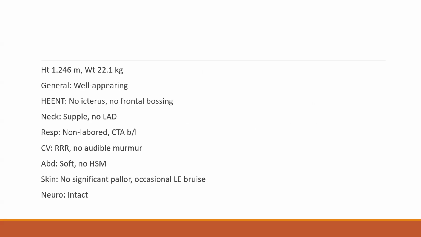So his height, 125 centimeters, 22 kilos. This was small on the growth curve that we use, small for his age, but he was well appearing. He did not have any abnormal facies or frontal bossing appreciated, no lymphadenopathy. I did not appreciate any murmurs. He did not have any splenomegaly, and had no significant pallor.